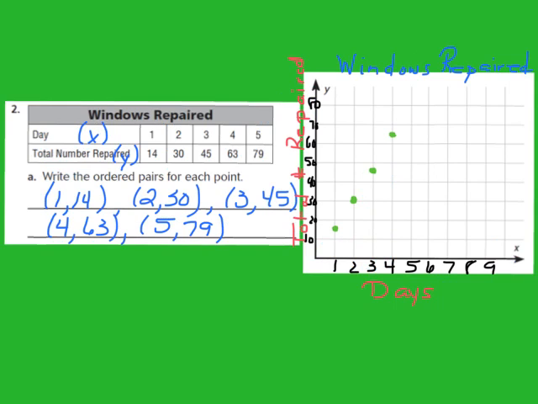Now our next ordered pair is 5 and 79. So that means from the origin we're going to move over 1, 2, 3, 4, 5, and then we're going to move up 10, 20, 30, 40, 50, 60, 70. Now, we're going to move right down below that 80 to graph our 79. So then we have our 5 and 79. So we'll go ahead and graph that point together. So here is our 5 and 79. And we have now graphed the data based on those ordered pairs that came from our table, Windows Repaired.